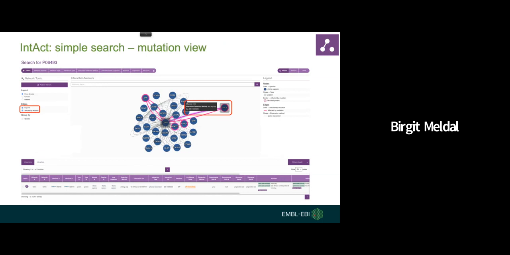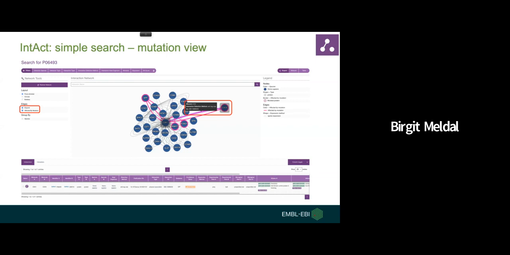And finally, on the left-hand side, you can also click on interactions affected by mutations. So we highlight here in pink all the interactions and the interactors that are affected by mutating a particular amino acid in the sequence. And again, by clicking on an edge, you can get more information.